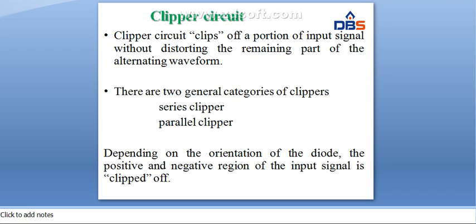There are two types of clippers here. The first one is the series clipper and the second one is the parallel clipper. Depending on the orientation of the diode, the positive or negative regions of the input signal are clipped off.